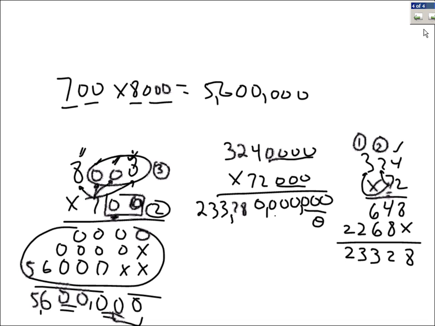The ones, the millions, the billions: 233 billion, 280 million. That's it. Just multiply those two numbers and then add on four zeros and two zeros for a total of seven zeros. Multiplying numbers that end in a string of zeros is easy. Just do the multiplication without those zeros and then tag them on at the end.